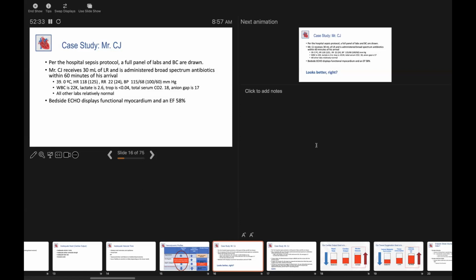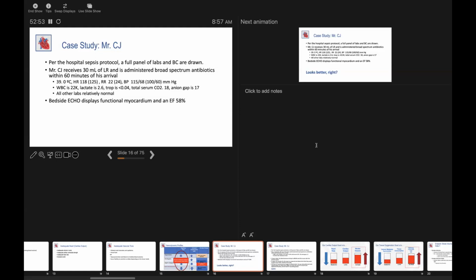His temp is 39, heart rate is 118, down from 125, respiratory rate 22, down from 24. His blood pressure's come up a little. White count is 22, lactate is 2.6, troponin, that's point of care troponin, so yes, that's normal. And his bicarb is down and his gap is wide.